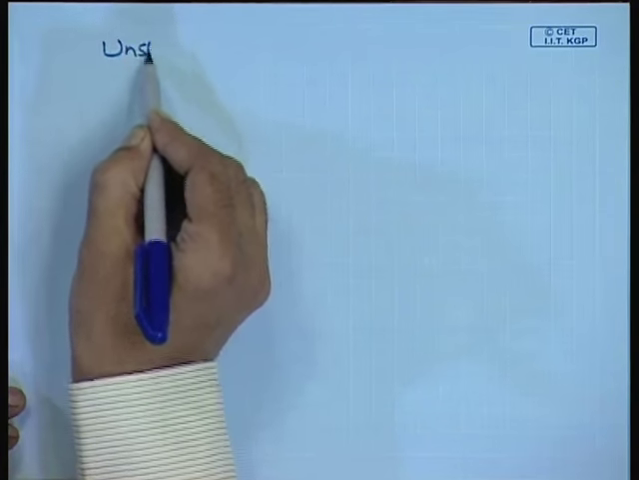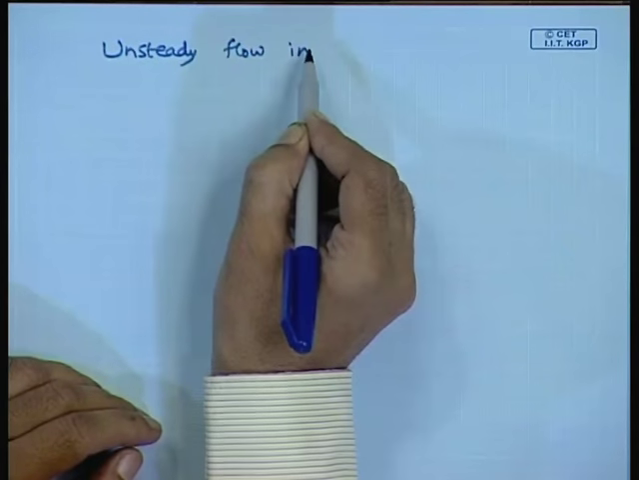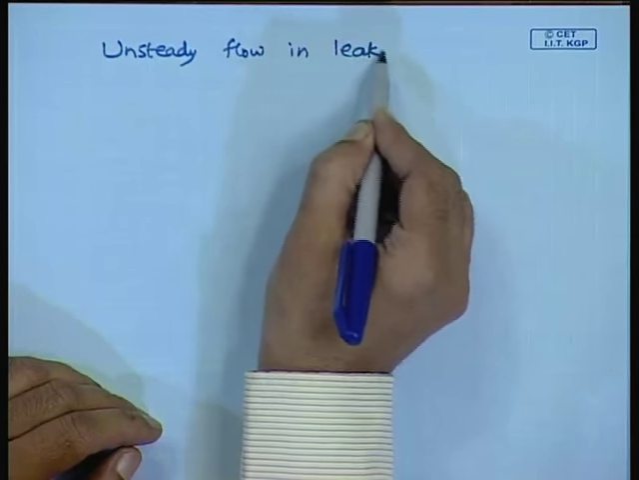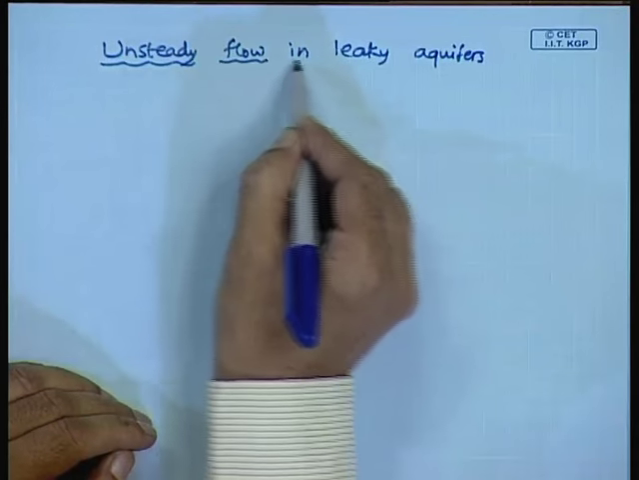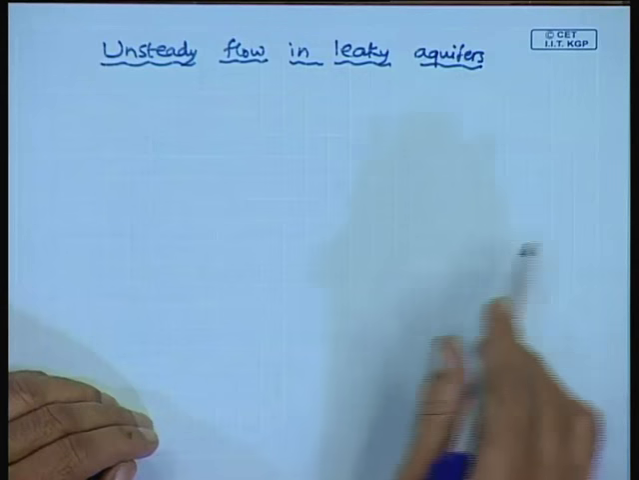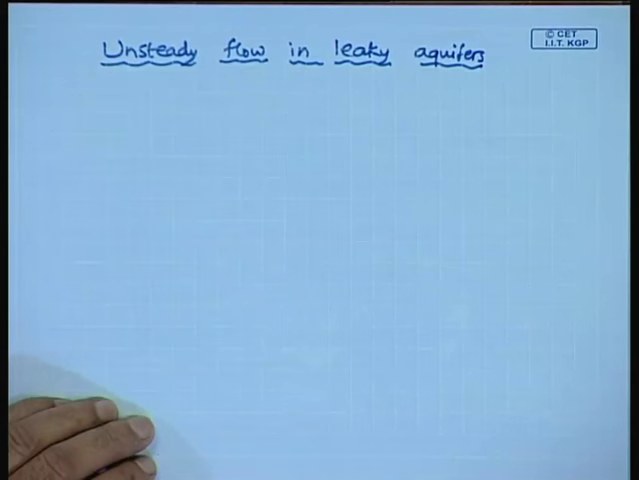Leaky aquifers, so that is unsteady flow. And here, these leaky aquifers may have either a bottom confining layer which may be leaky, or they may have a top confining layer which may be leaky, or even both. The top layer as well as the bottom layer may be leaky.